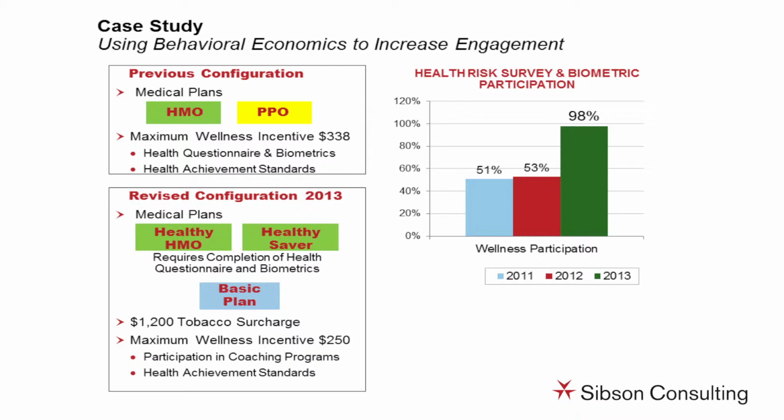They reconfigured the wellness incentives into the choice architecture of the medical plan. So they introduced a healthy HMO plan, a healthy saver plan, which is kind of like a consumer-directed health plan, and then a basic plan. The only way that you could participate in the healthy HMO plan or the healthy saver plan was to complete the health questionnaire and the biometrics. If you didn't complete those, you were placed into a basic plan, which had lower coverage and higher payroll deductions.